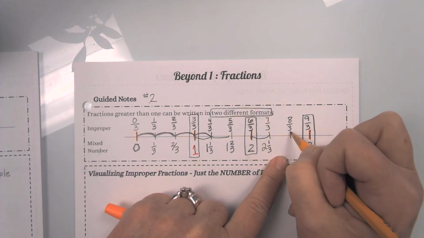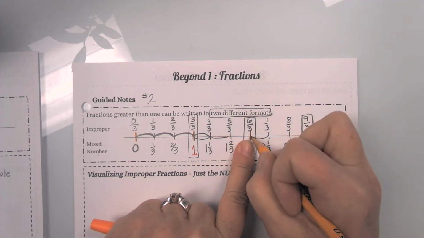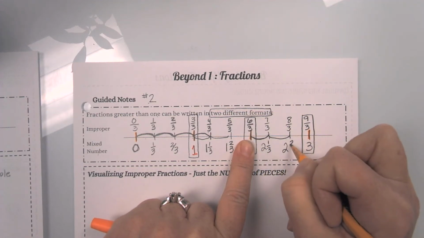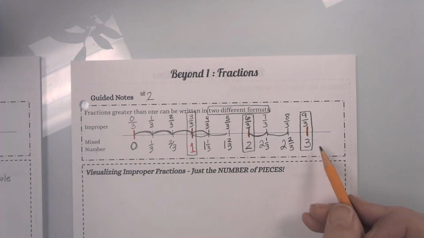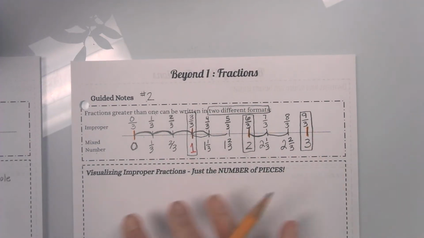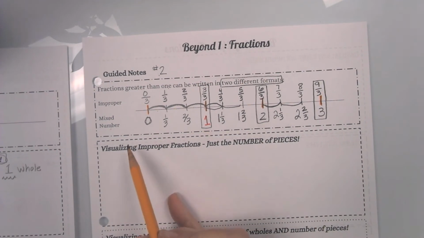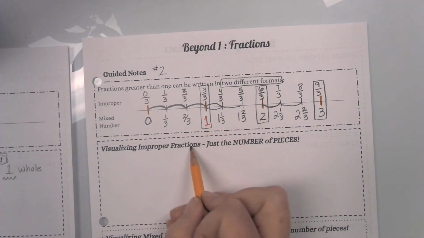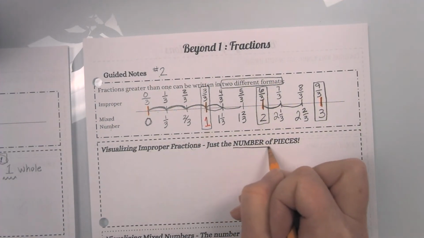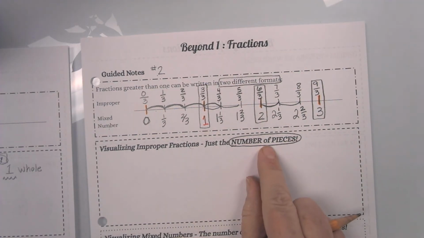Then when I get to this hash mark, remember I'm still at 2 wholes, plus I have a 1/3 and a 2/3. Now this is the basics of what we're doing today. It'll make a little bit more sense as we start to draw some pictures. Okay, so first of all, we are going to visualize what improper fractions look like. Improper fractions are just the number of pieces. That is it. We're just counting pieces.